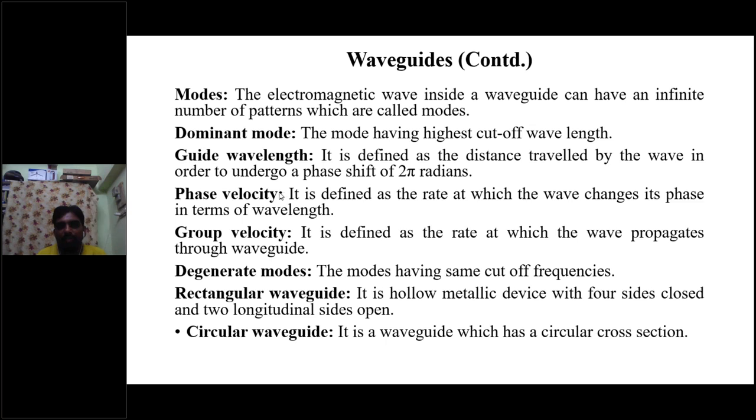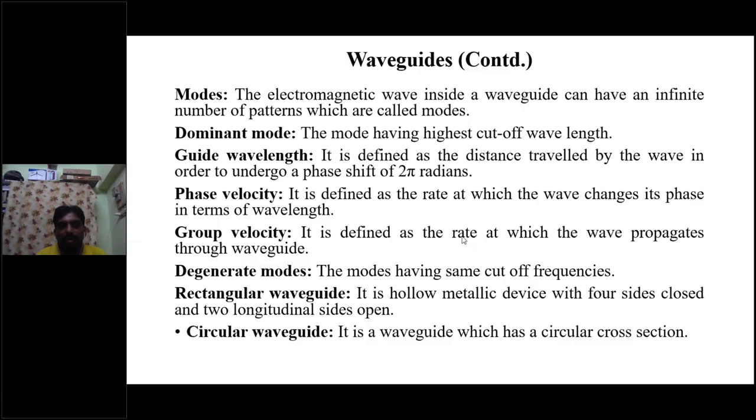Next, knowing the guide wavelength, we can find the phase velocity, which is defined as the rate at which the wave is propagated in our system. Next, group velocity, the rate at which, where rate means we take the differentiation of our expression. Next, degenerate modes are those which have the same cutoff frequency values. Suppose TE01, TE10, these are all called degenerate modes.